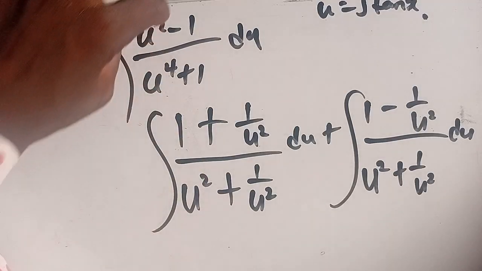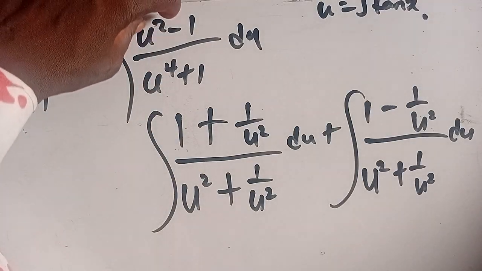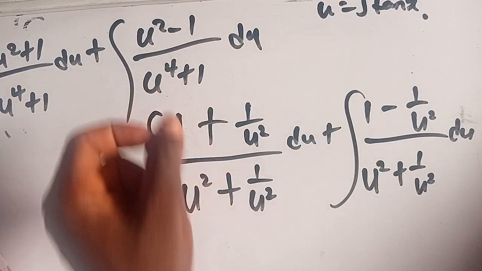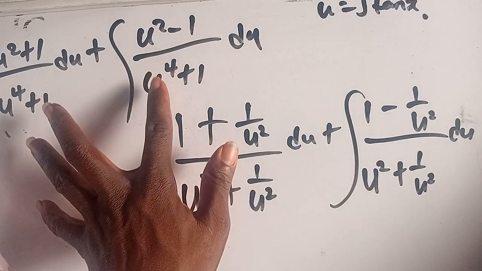It's just like I divide the whole numerator by u square and I divide the whole denominator by u square. If I cross multiply, all the u square will cancel back, and I will have the original back.